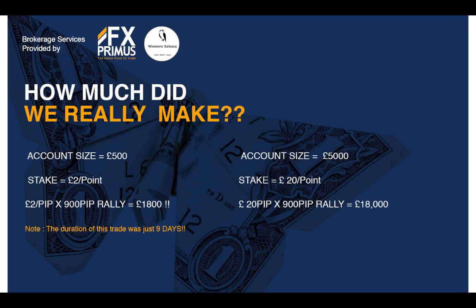Now let's look at the bigger side. Imagine if my account size was £5,000 and I staked £20 per point. That would give me £18,000. I don't know where you are in this world, but £18,000 is a lot of money. A lot of people work a whole year before they're able to see £18,000.